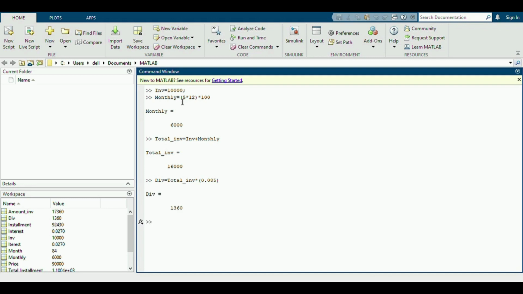Where we get the total dividend is 1,360. After that, we will need to add both of the totals to find the amount of investment for 5 years. So here we will get the amount of investment that Afika has invested for 5 years is 17,360 ringgit.